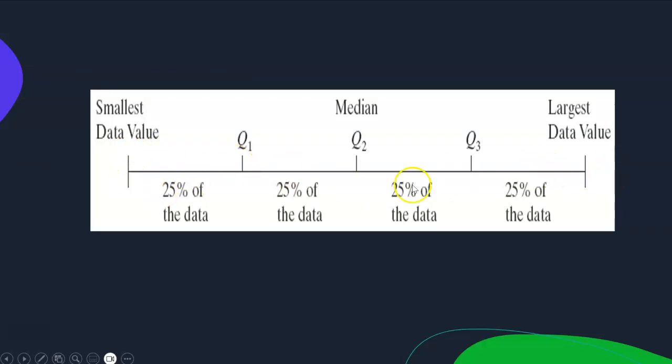Here is a visual representation of what they look like. If this is your data, 25% of your data is here, and that is Q1. Then another 25% is here. This is Q2. Another 25% is here. This is Q3. So we say the bottom 75 from the top 25 because all three of these together would be 75.